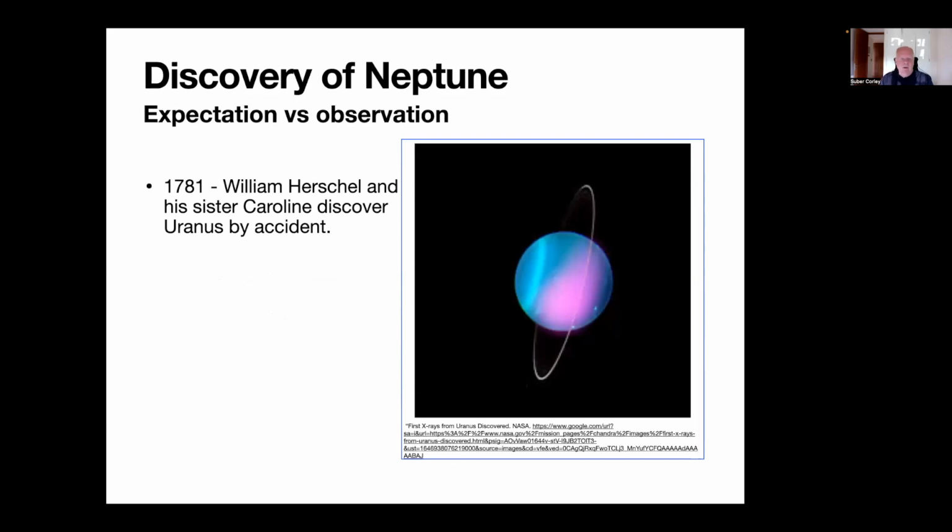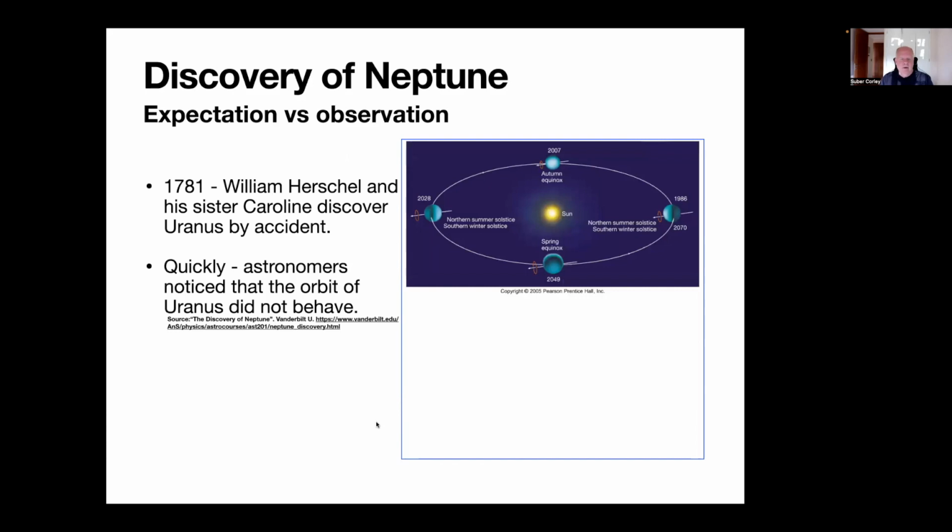In 1781, William Herschel and his sister Caroline discovered Uranus by accident, just observation, lots and lots of hard work. However, fairly quickly, in looking at Uranus' orbit, astronomers noticed that the orbit of Uranus did not behave very well, didn't behave according to what we would expect from, for instance, Kepler's second law. Thus, the search for an 8th planet began.